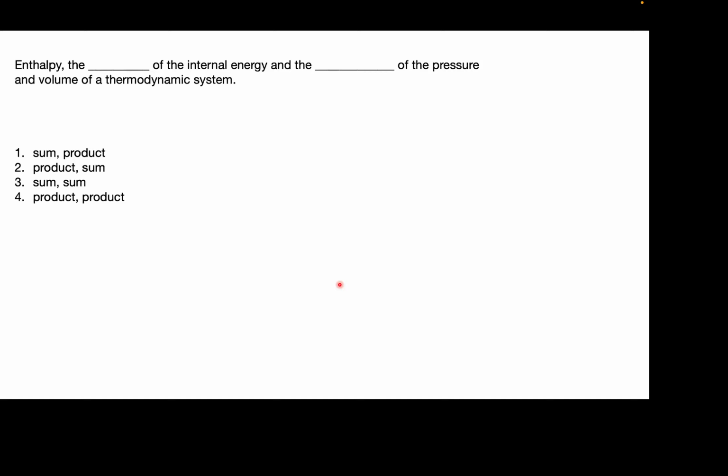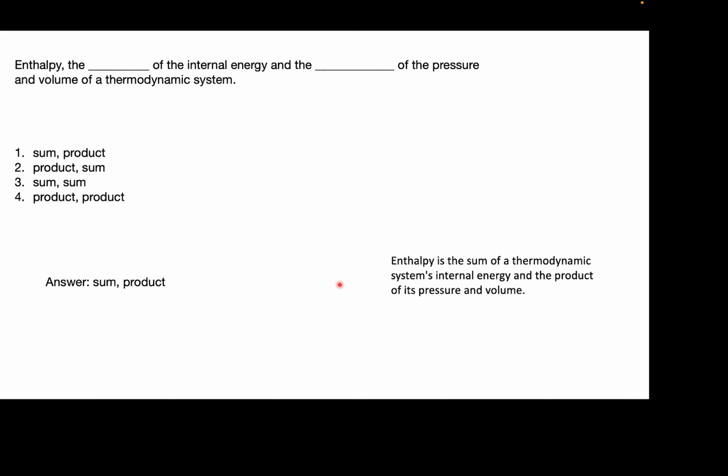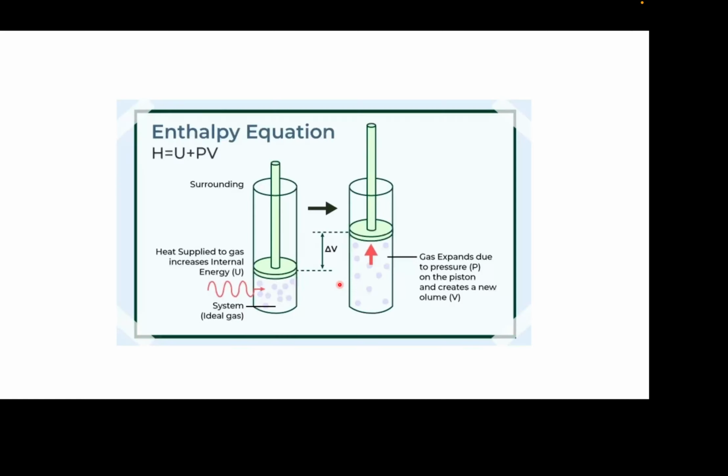Your time is up, and the right answer is sum and the product. So enthalpy is the sum of the internal energy and the product of pressure and volume of a thermodynamic system. Again, this is the definition of enthalpy, that it is the sum of a thermodynamic system's internal energy and the product of its pressure and volume.